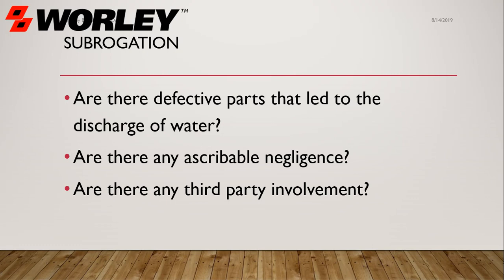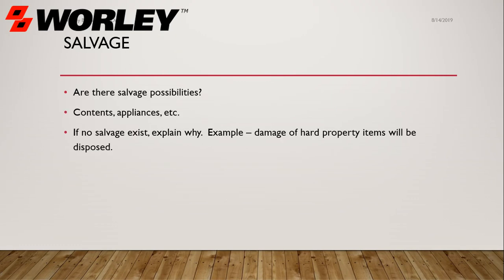Is there any ascribable negligence? Is there any third-party involvement? If the water line broke, when was it installed? If it's 25 years old, it's probably wear and tear. But if it was installed 2 months ago, we could have a subrogation issue.